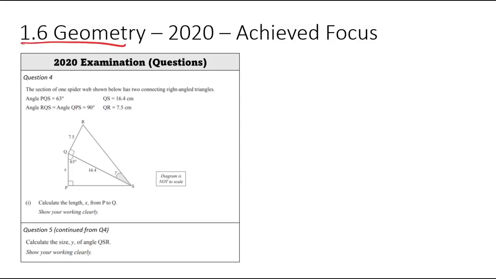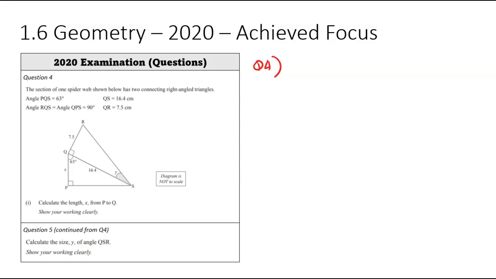We're looking at 1.6 geometry, and this exam's a bit more useful to go through for the achieved questions, and we're focusing on the 2020 exam, and it's got, I think, 6 or 7 achieved questions in it, which will be a bit better than the 2017, 18, and 19 exams. So let's jump straight into question 4 from the website. Got it over there on the left.